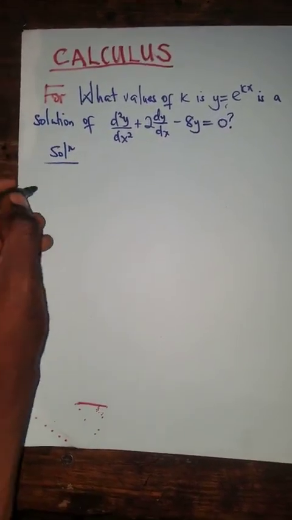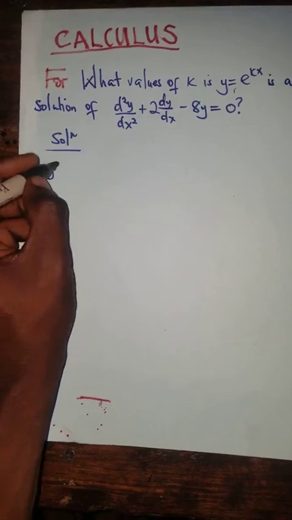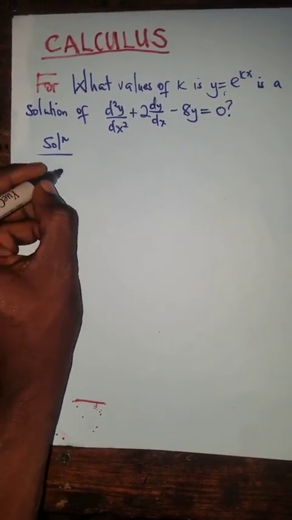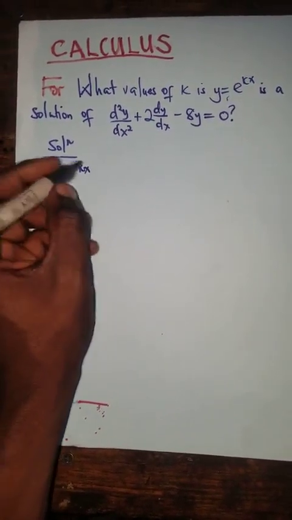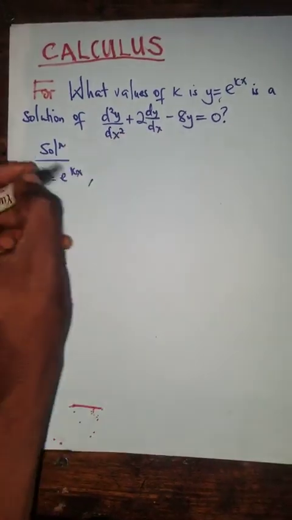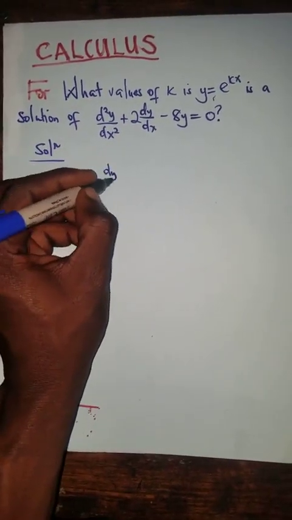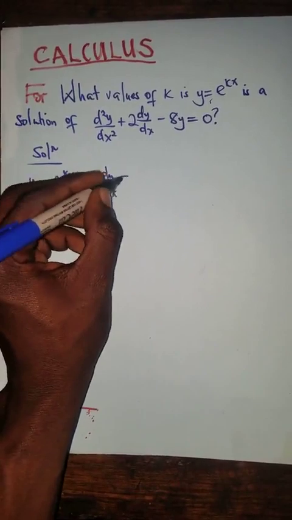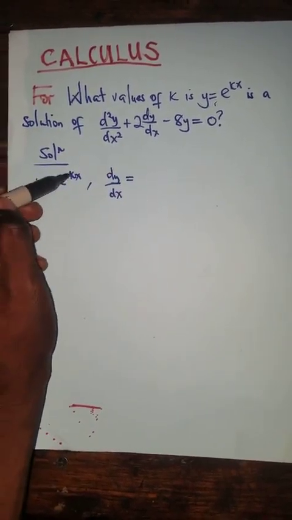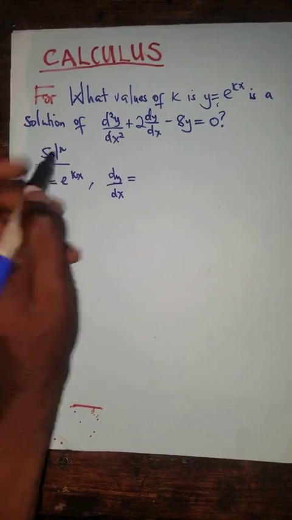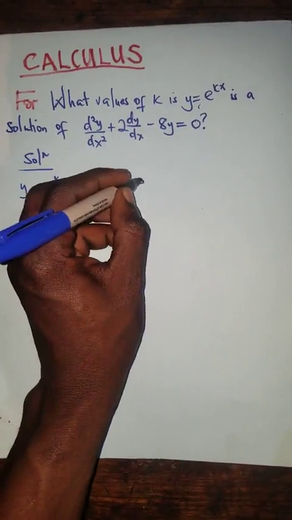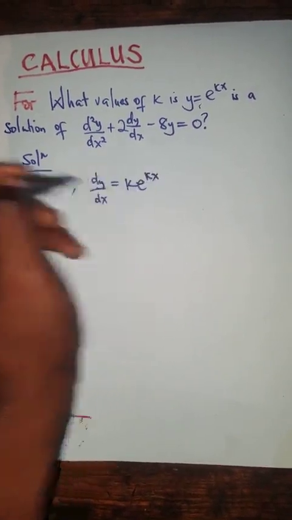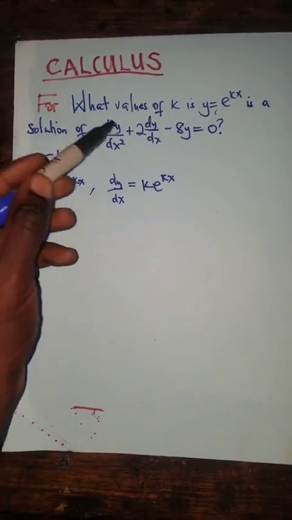Now let's get started. Our function y is equal to e to the power kx. From this, we're going to find our first derivative, dy over dx. To find the derivative of this, we drop the k to multiply with e to the power kx. That is our first derivative.